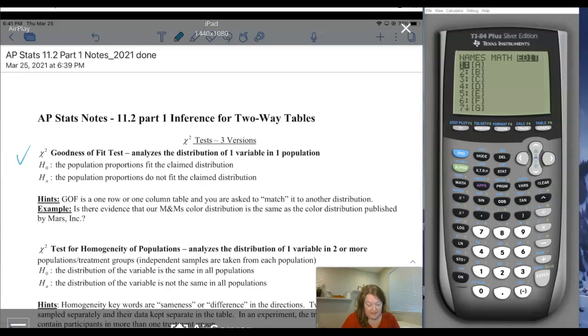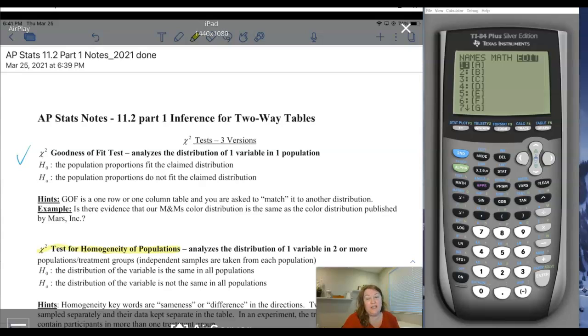So today our big one that we are going to focus on is our test for sameness, homogeneity of populations. In this one, we're going to be looking at one variable, but in two or more populations or treatment groups. If we took our M&M example, it'd be like comparing M&Ms from this year, their distribution, to our distribution from 20 years ago and seeing if they are the same or not.